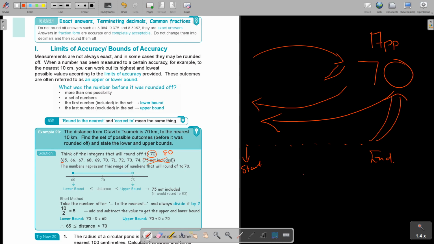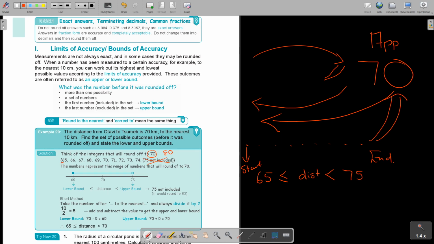So it's always like this. We write the distance, and now because the 65 is included, we make an equal sign. But the 75 is not included, sorry, let's just correct that. The 75 is not included, and that's why we don't make it equal. But that's the long way of doing it.